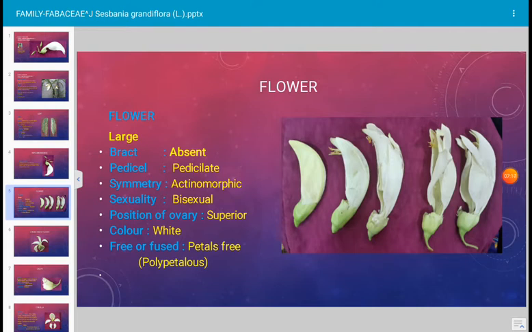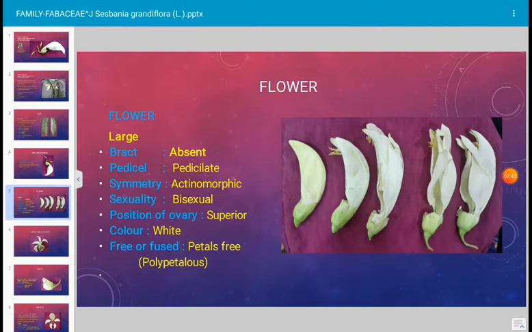Bract is a small scaly structure which occurs at the base of the flower, but it is absent in Sesbania grandiflora. Hence the flower is ebracteate. That is described as an ebracteate flower. And it has a stalk-like structure to the flower, that is the pedicel. Hence the pedicel is present. Such a flower is described in taxonomy as a pedicellate flower.